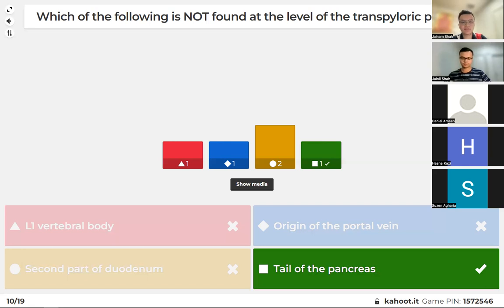These are, again, similar to the previous question, probably the only 4 things you need to know for the transpyloric plane. Everything else is very niche. For your exams, these are probably the most important things. So if you memorize these, you're golden.